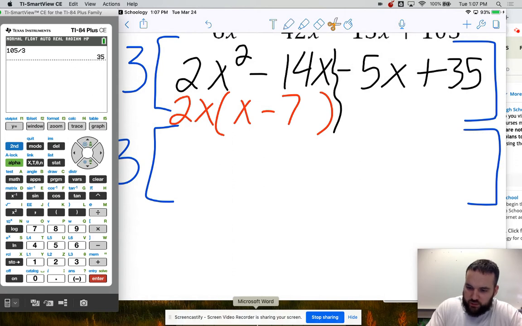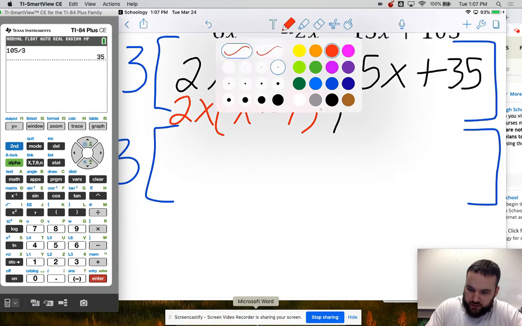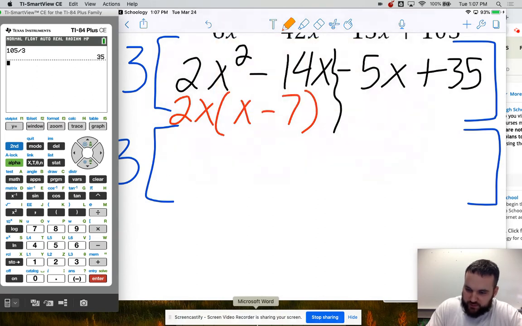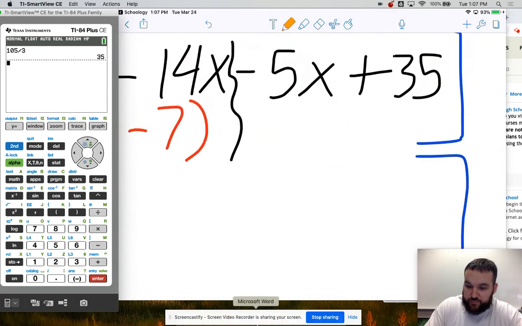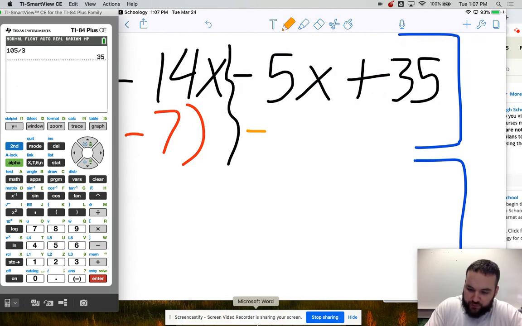And then over here, so I'm moving to the second half of the problem now. Because the first term has a negative 5 in front, I'm going to factor out negative 5 as part of the GCF.